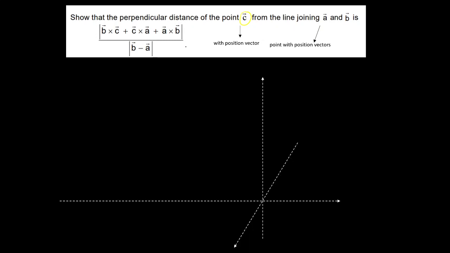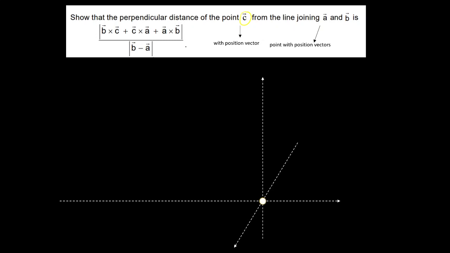So this is the question which was asked to me a few days ago, and then I thought to do it in a proper way. The question goes like, show that the perpendicular distance of the point C. Now first of all, a vector cannot be a point. So what is missing here? Of course, they are talking about the perpendicular distance of a point with position vector C, now it makes sense, from the line joining points with position vectors A and B. Okay, so let's try to solve it. It's very simple.